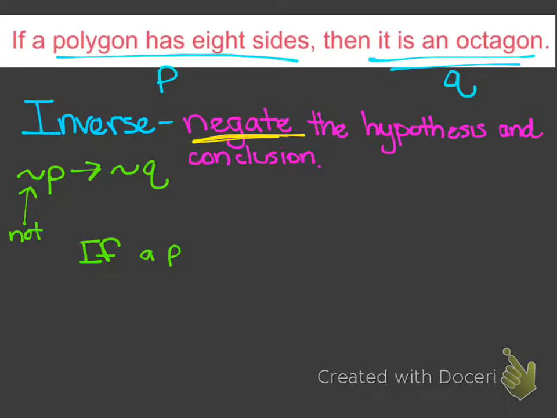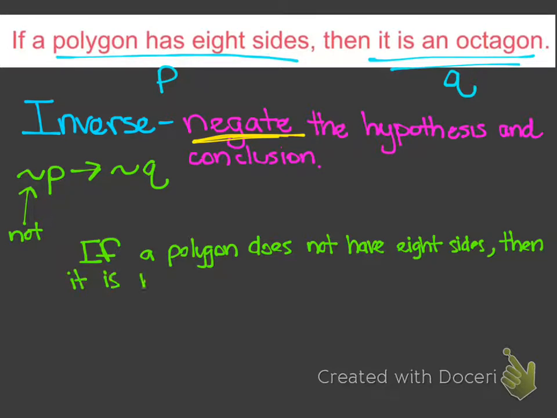So if a polygon does not have 8 sides. And now we can negate our conclusion. Then it is not an octagon. Okay, that is the inverse of that statement.